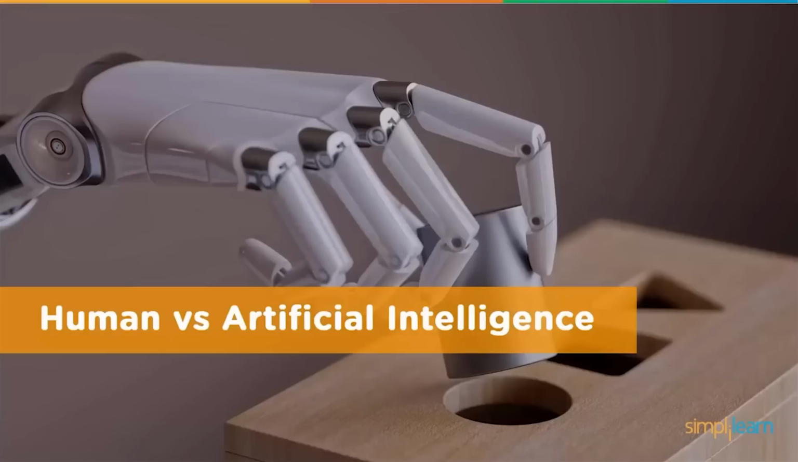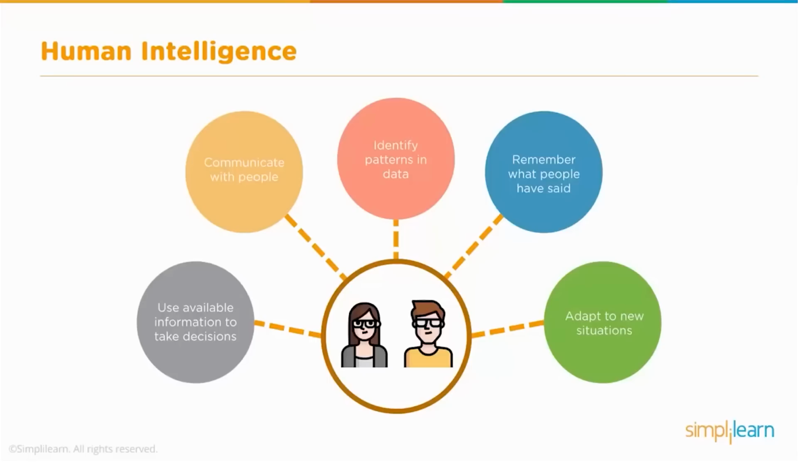Human versus artificial intelligence. Humans are amazing. Let's just face it. We're amazing creatures. We're all over the planet. We're exploring every niche and nook. We've gone to the moon. We've gone into outer space. We're just amazing creatures. We're able to use the available information to make decisions, to communicate with other people, identify patterns in data, remember what people have said, adapt to new situations.